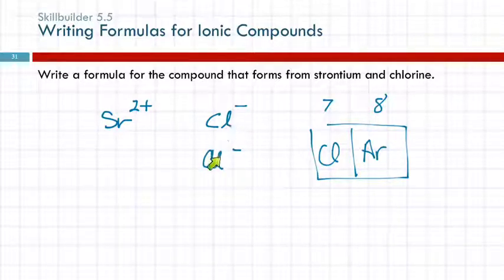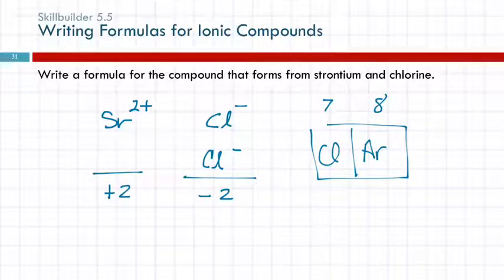Each of these has a -1 charge. If we have 2 of those, the total is a -2 charge, -1 from each. And if I have one strontium ion, I have a total of +2 charge. And I think we can all tell that +2 and -2 add up to 0. Okay? So we just put a 2 in front of Cl negative thing?